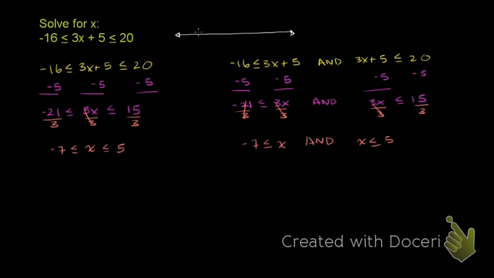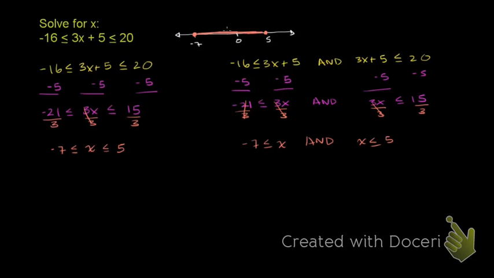It would look like this: this is 0, this is 5, this is negative 7. Our solution set includes everything between negative 7 and 5, including negative 7 and 5. So we have to fill in the circles on negative 7 and positive 5, and it is everything in between. That's our solution set.